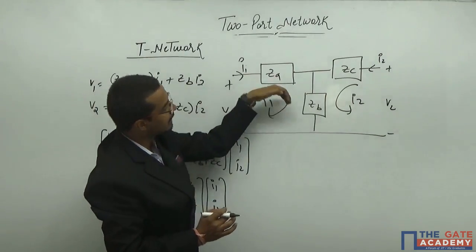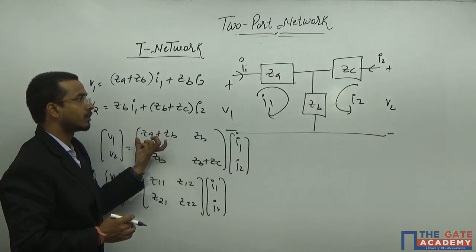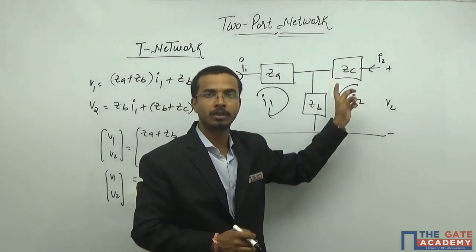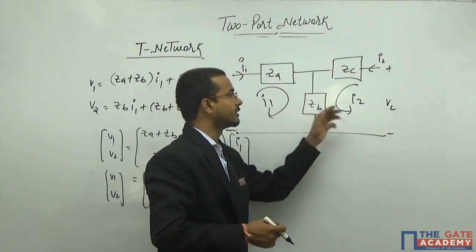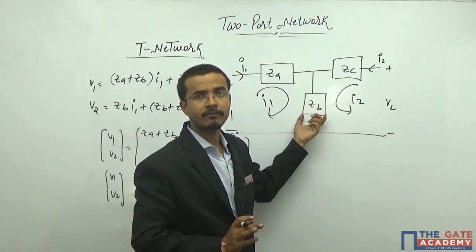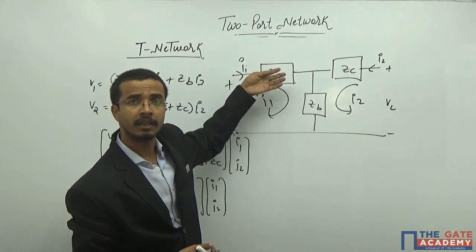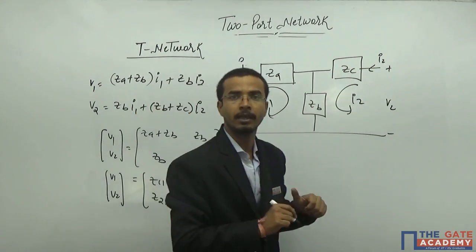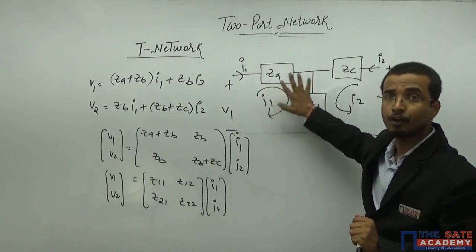That means the total impedance in the first loop will be Z11. The total impedance in the second loop will give you Z22, and the common part in this will tell you the value of Z12 and Z21. That means if they provide the T network and ask for the Z parameter of that, you do not have to pick up the pen. Only observation is enough to tell the Z parameter of the T network.